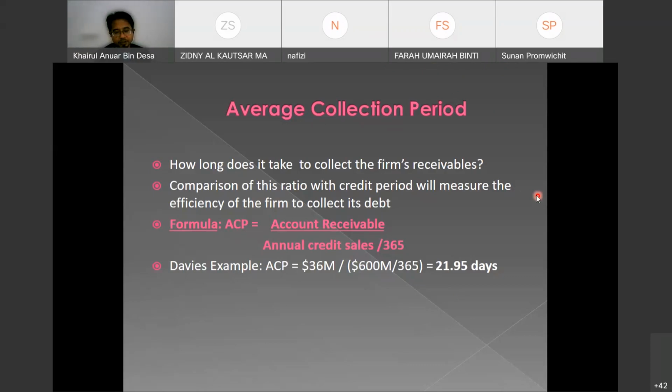22 hari itu bagus atau tak bagus? Kalau bagus, kenapa? Kalau tak bagus, kenapa? Ataupun you ada jawapan yang ketiga. Cepat. Sharifah said bagus, sebab less than 1 month.